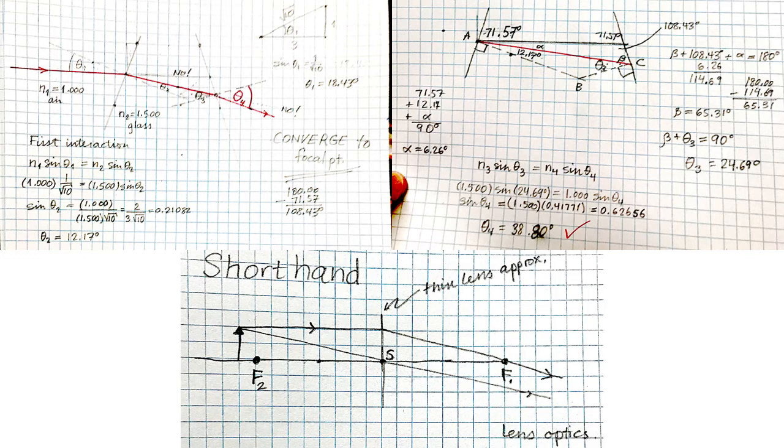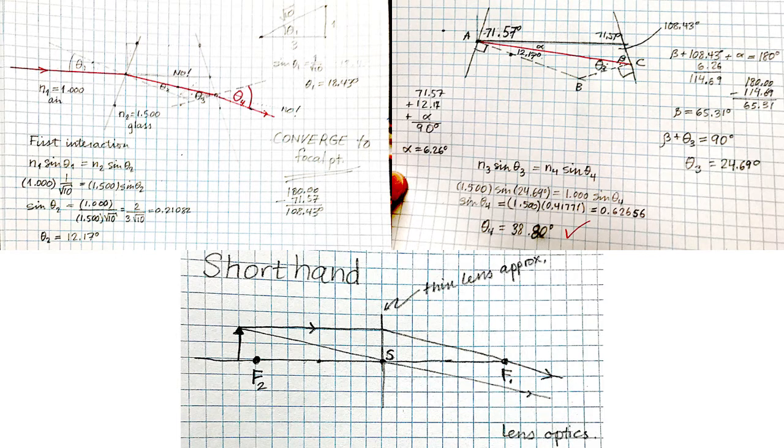Now we've got theta 1, the inverse tangent of 1 over square root 10, and actually we don't even have to do that. We just put this in there, and so we can find sine of theta 2. This is at our first interaction. N1 sine theta 1 equals N2 sine theta 2, as always. So we have 1.000 times sine theta 1, which I'm going to put in as 1 over square root 10, equals N2, which is 1.500, times sine theta 2. So sine theta 2 is what we want to figure out.